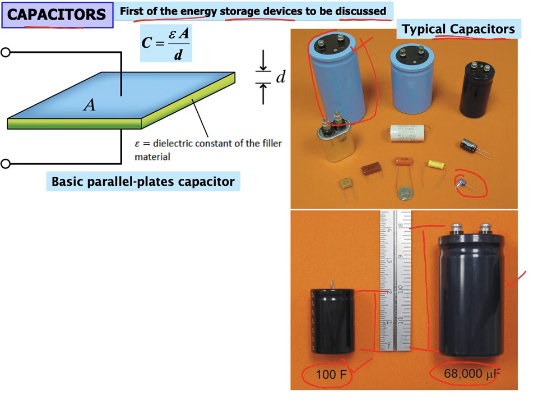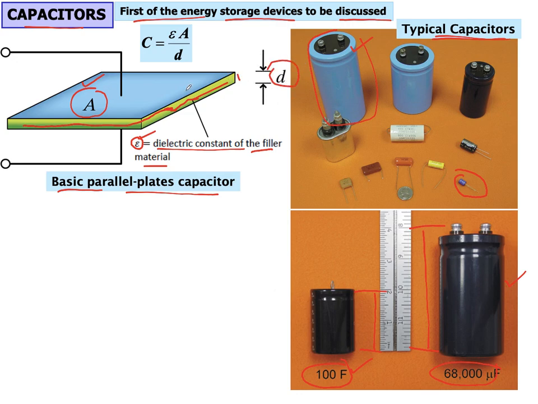So let's talk about what a capacitor is and how we define the capacitance of a capacitor. In order to define the capacitance, we consider the basic parallel plate capacitor case. In this case, we have two parallel plates, and in between these two parallel plates, we have a filler material with a specific dielectric constant. Let's say the dielectric constant is epsilon. This is the material between the two parallel plates. The area of the plate is A, and the distance between the two plates is d.